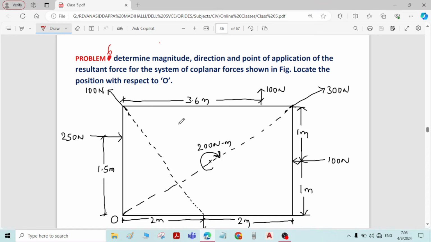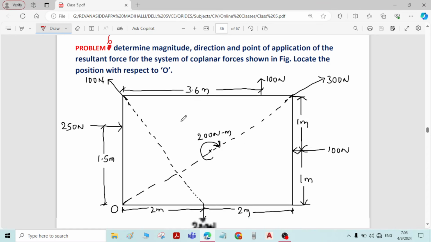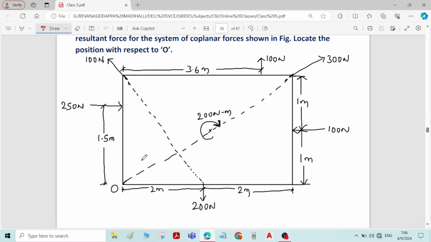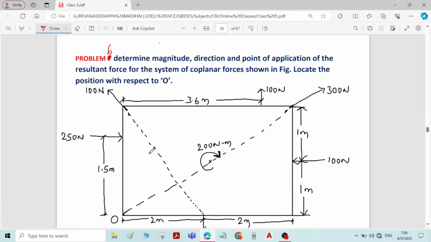Hi, this is problem number 6 on coplanar non-concurrent system of forces. The question is to find magnitude, direction and point of application of the resultant force, and to locate the position with respect to the point O. Initially we will find magnitude and direction of the resultant force. Point of application is nothing but the position of the resultant force. It is asked to find position with respect to the point O.